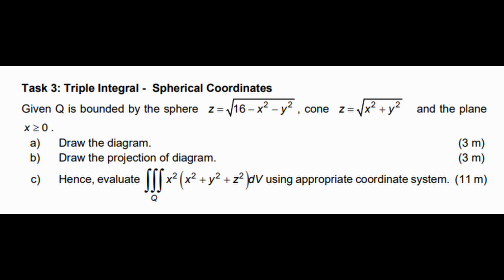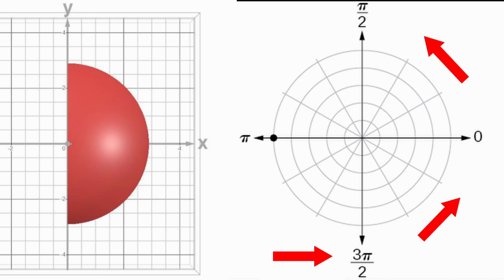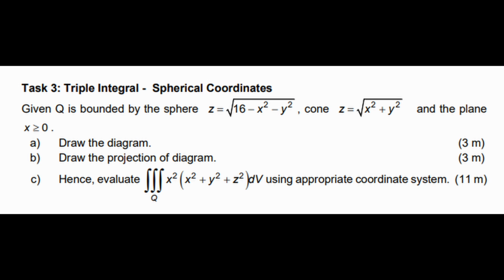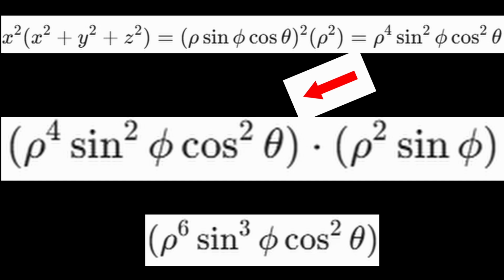If you look at the projection onto the xy plane, we can see a semicircle. This is crucial because it tells us our rotation angle, theta, only goes from negative pi over 2 to pi over 2, rather than a full circle. Now for the math, we can transform the equation, which results in rho to the power of 6, sine to the power of 3 phi, and cos to the power of 2 theta.